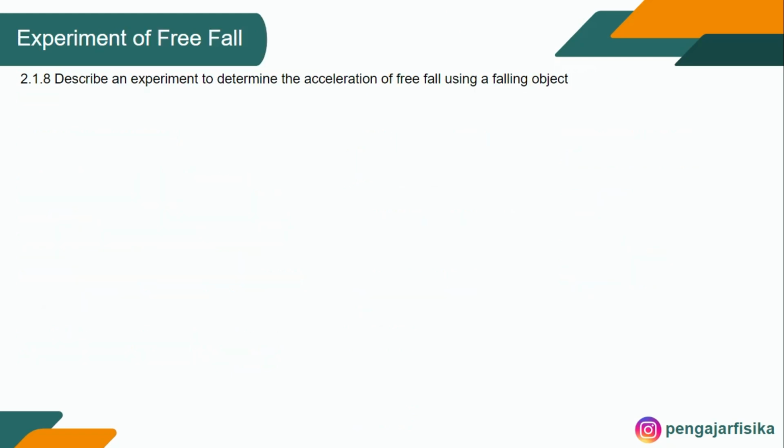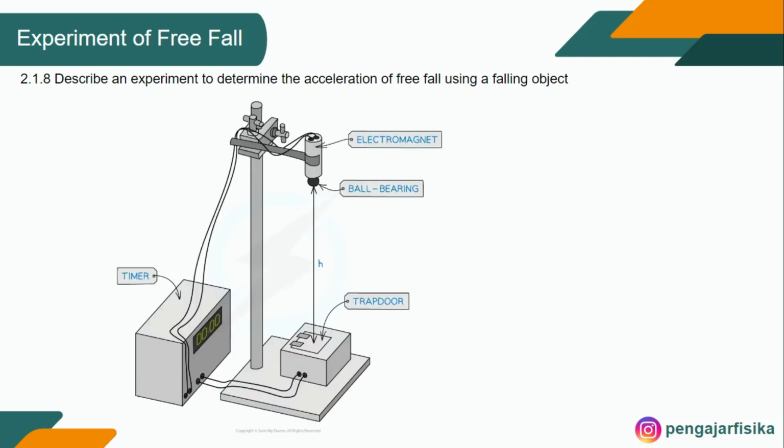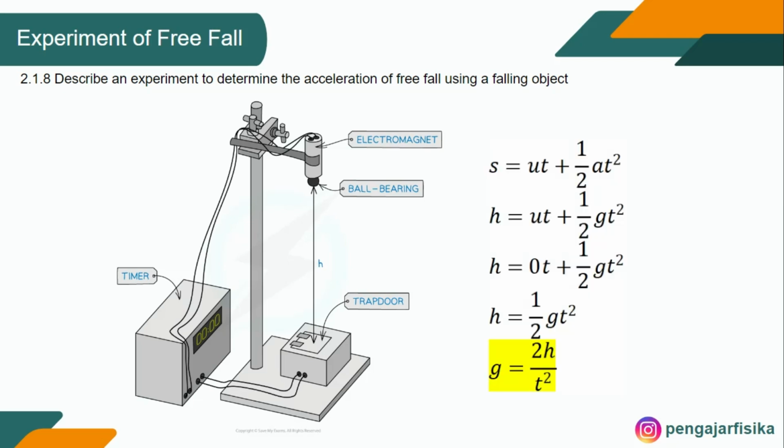The eighth learning objective is to describe an experiment to determine the acceleration of free fall using a falling object. How can we experimentally determine the acceleration of free fall, or the acceleration due to gravity? We can use a setup where a ball bearing is held by an electromagnet. When released, it falls onto a trapdoor, starting and stopping a timer. By knowing the height and the time it takes for the ball to fall, we can calculate the acceleration due to gravity using the following equation.